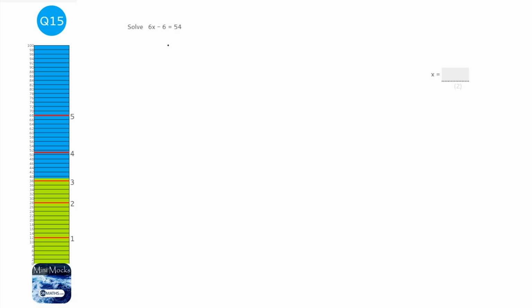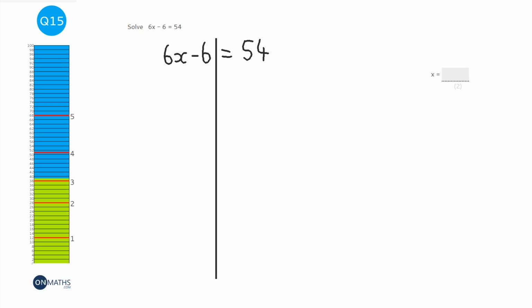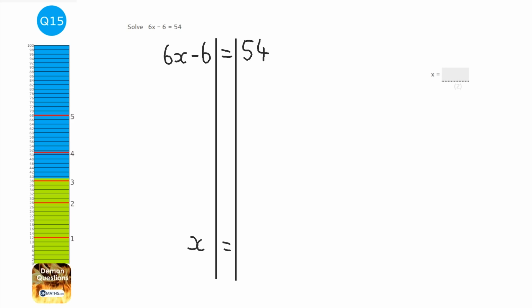When solving, always just write out the question and put down lines either side of the equals. What we're looking at doing is doing something to both sides so that we get x on its own. So we want to end up with x equals at the bottom. That's when we know we've solved it.